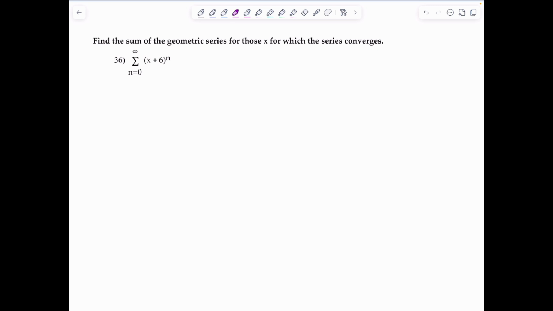Okay, so there's my radius right there. It's x plus 6. So as long as the absolute value of x plus 6 is less than 1, which means x plus 6 is between 1 and negative 1, which means as long as x is between negative 7 and negative 5, then the sum equals a over 1 minus r.